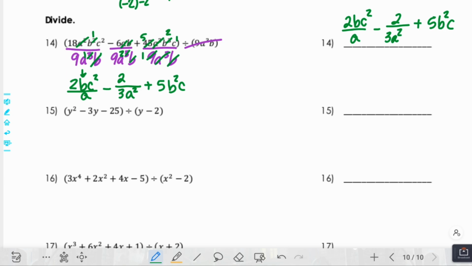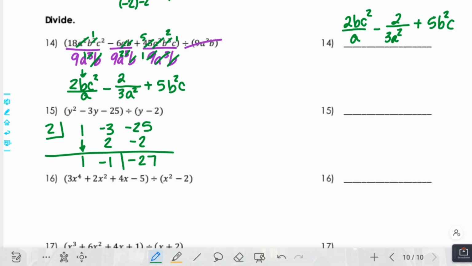So y squared, that's a 1, negative 3y is negative 3, negative 25, of course, is negative 25. And then you've got y minus 2. So this has to be in the form y minus something or x minus something. So we write this 2 here. You bring down your first term, which is a 1, multiply it. 1 times 2 is 2. Add negative 1. Negative 1 times 2 is negative 2. Add negative 27. Now remember, this last term is your remainder.